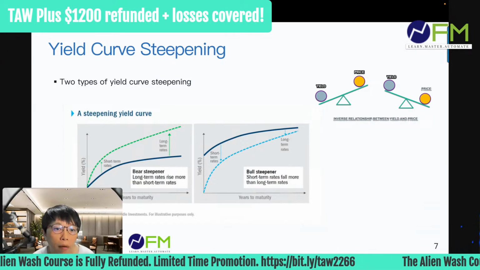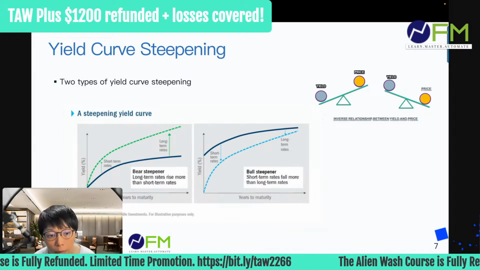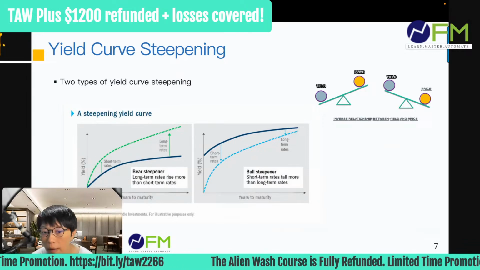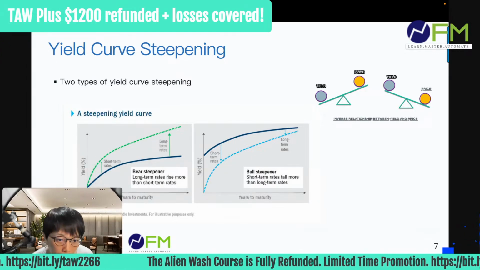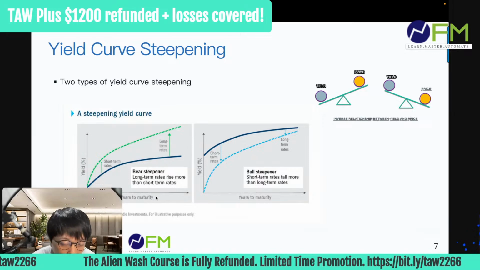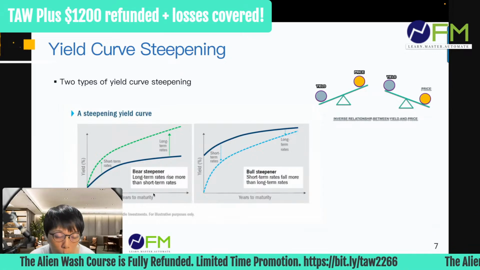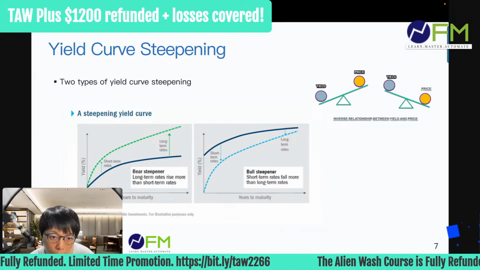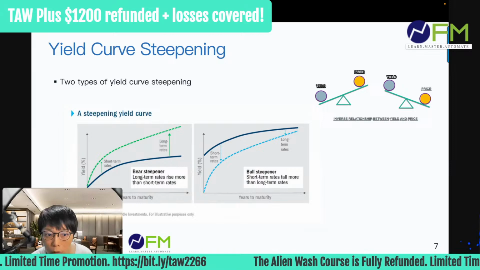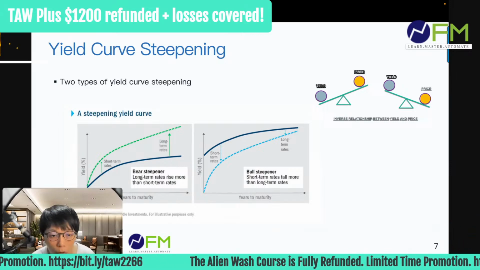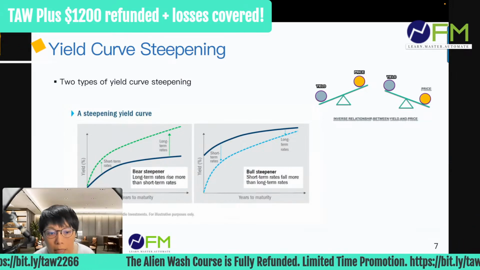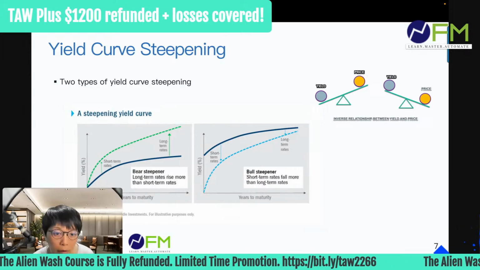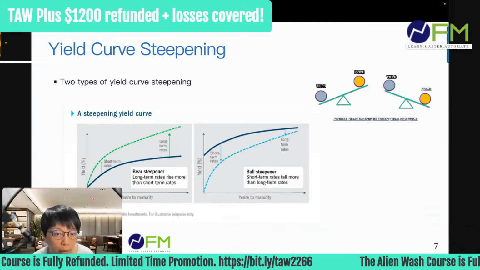Now let's talk about the yield curve steepening. There are two types. One would be the bear steepening. The other one would be the bull steepening. The bear steepener, on the left-hand side, shows that the long-term and short-term rates are coming closer together. So that's called steepening. When you have the bear steepening, it means that the long-term rates rise faster than the short-term rates.